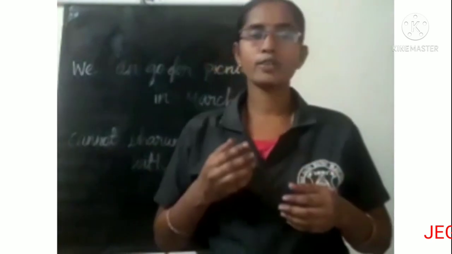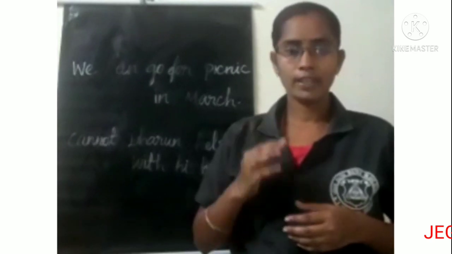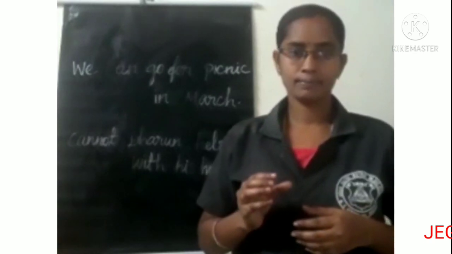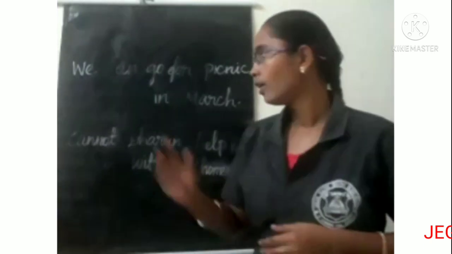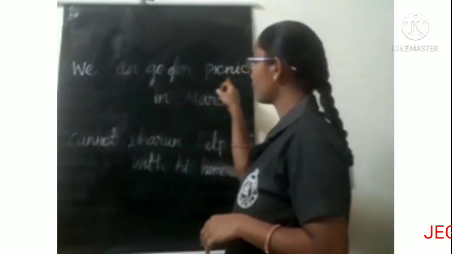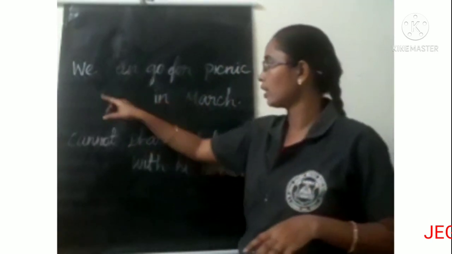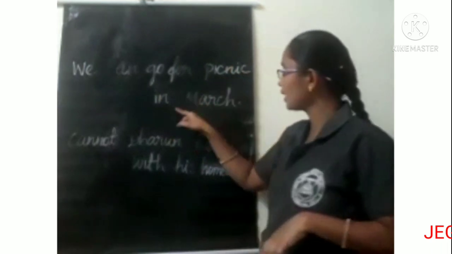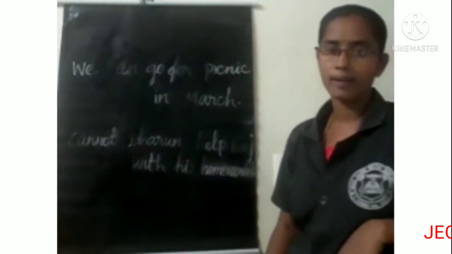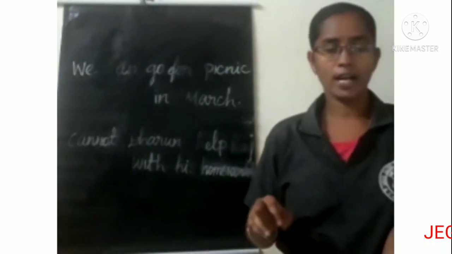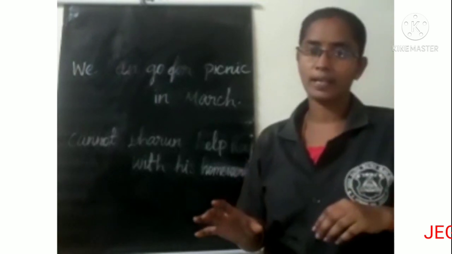Children, we can also use can to show the possibility of something. Look at the board: we can go for a picnic in March. It's a possibility only; we can go or not. So we can go for the picnic in March. Listen, children, we can also use can to show the possibility of something.